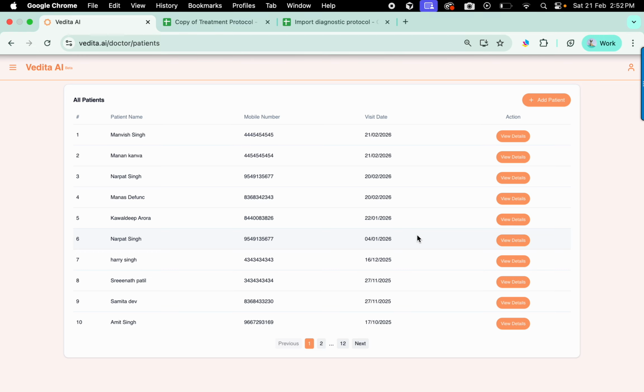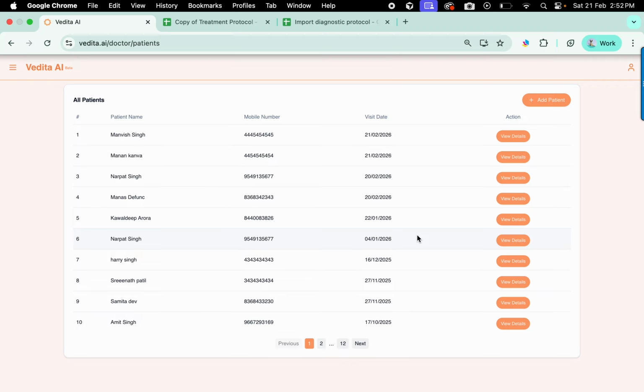And welcome. Today we're going to discuss Vedita's AI diagnostic tool to help doctors make good decisions for diagnosis as well as treatment. Now, how does it differ from other AI tools?